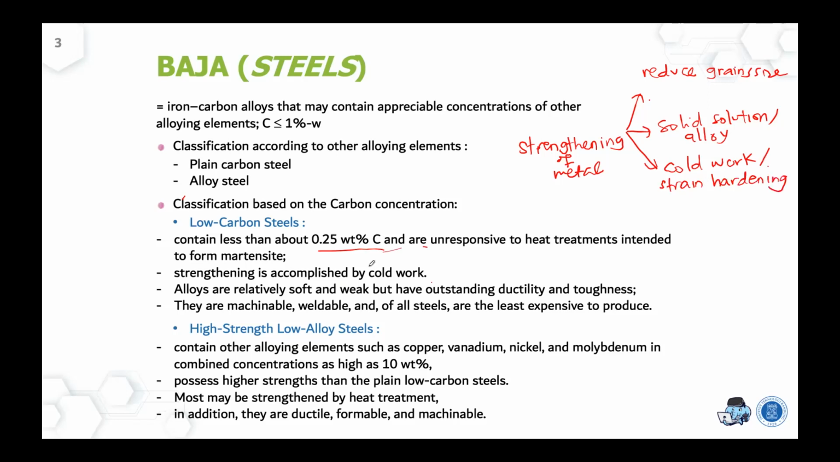Yeah, or strain hardening. Because the low carbon steel is quite ductile, the strengthening is accomplished by cold work. The alloys are soft and weak, but they have outstanding ductility and toughness, and they are very inexpensive to produce, very cheap compared to others. They can be machined and welded, and of all steels they are the least expensive to produce. So we call it plain carbon steel.